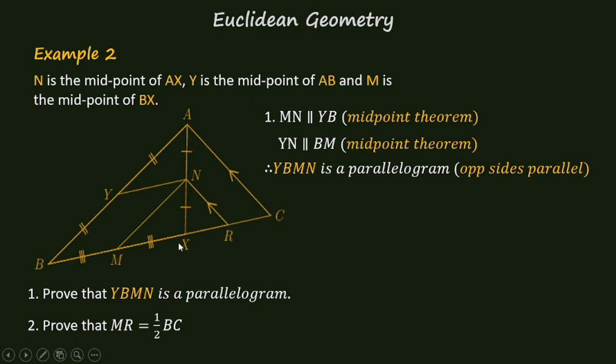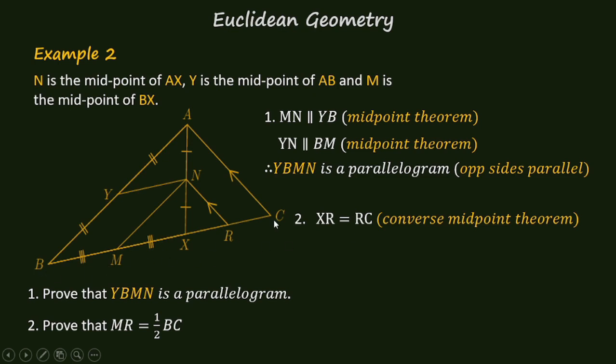Triangle XAC or XCA. We are given that NR is parallel to AC, and NR goes to the midpoint of AX. Remember the converse of the midpoint theorem: if a line is drawn parallel to the third side and it goes to the midpoint of one side of the triangle, then it is also a midpoint of the other side. So in this case, NR will also be the midpoint of XC, which means XR will be equal to RC. And the reason will be the converse of the midpoint theorem.